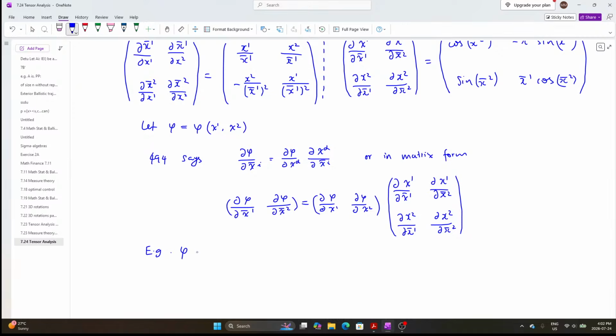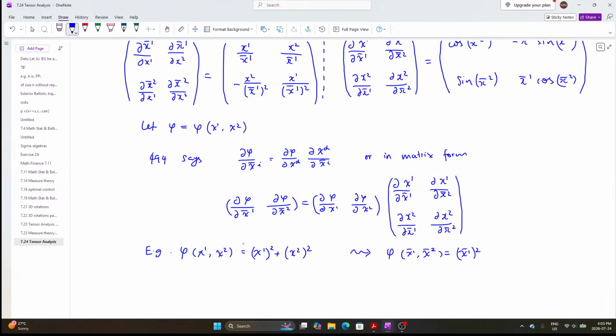Say phi of x1, x2, say this is x1 squared plus x2 squared. So it's just the length squared. It's just x squared plus y squared. So let's take that. After the coordinate transformation, phi of x1 bar and x2 bar, as a function of x1 bar, would just be x1 bar squared.